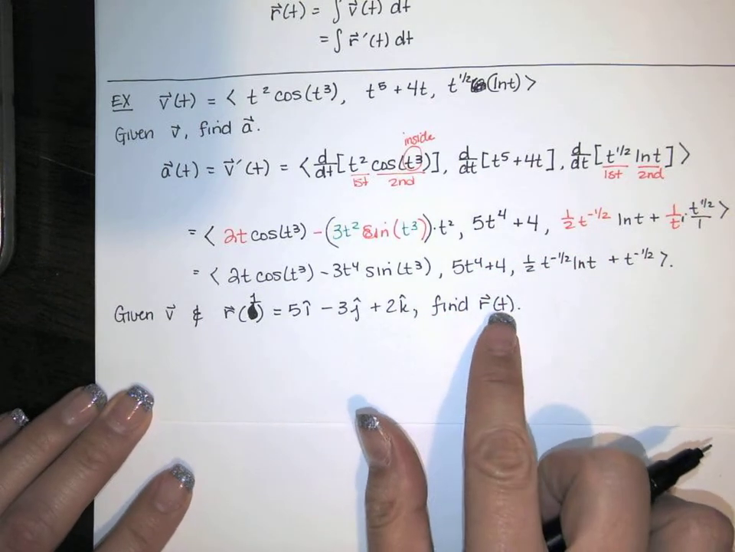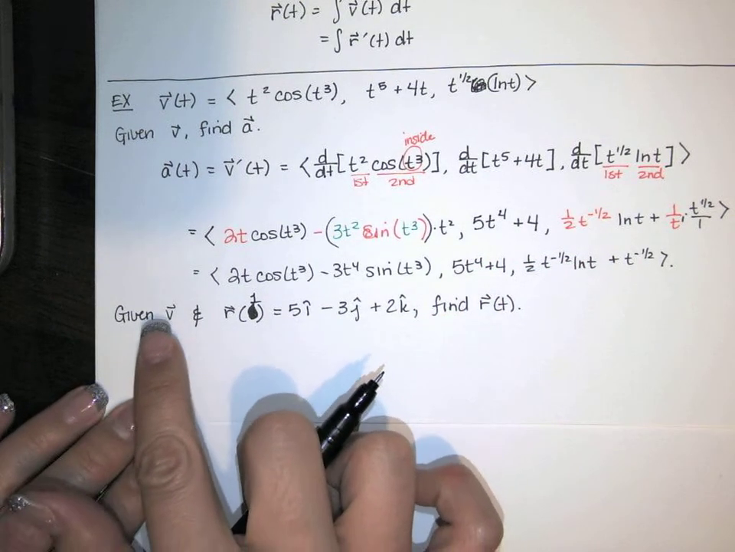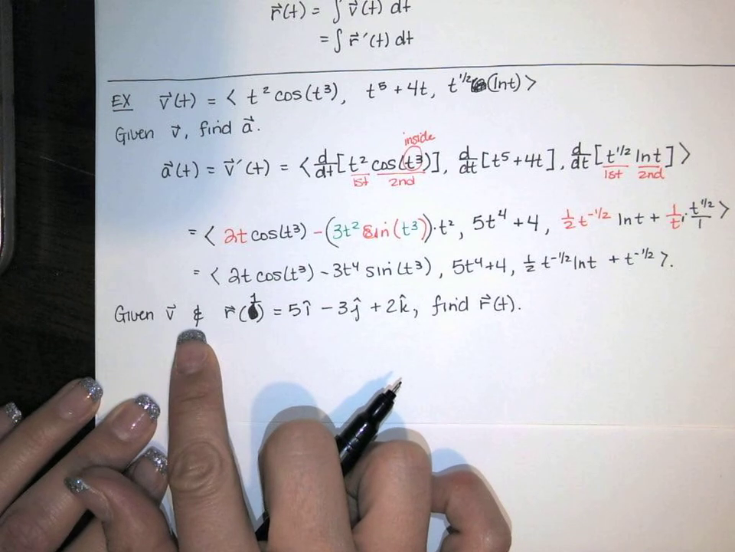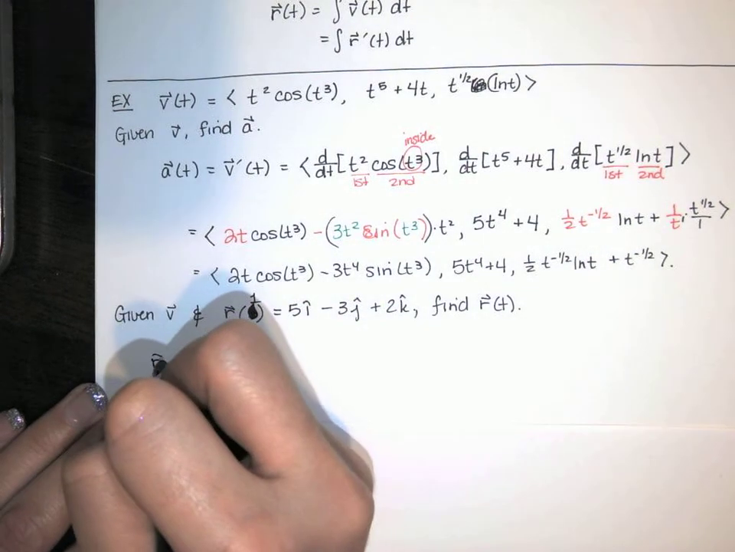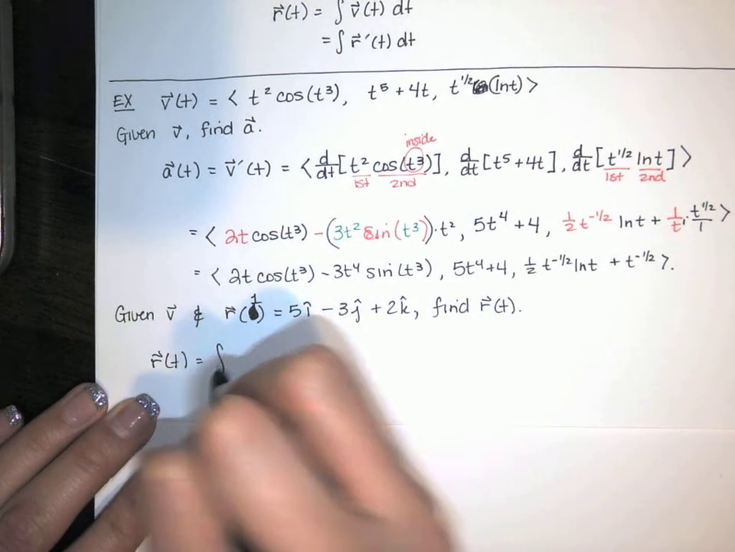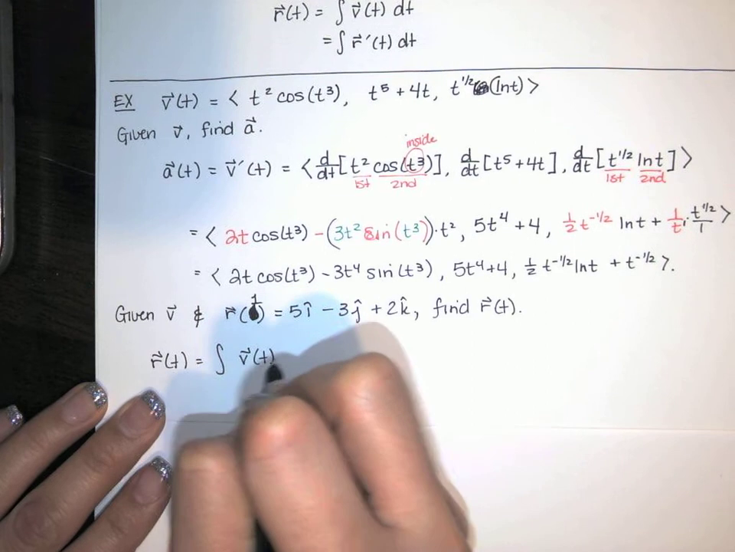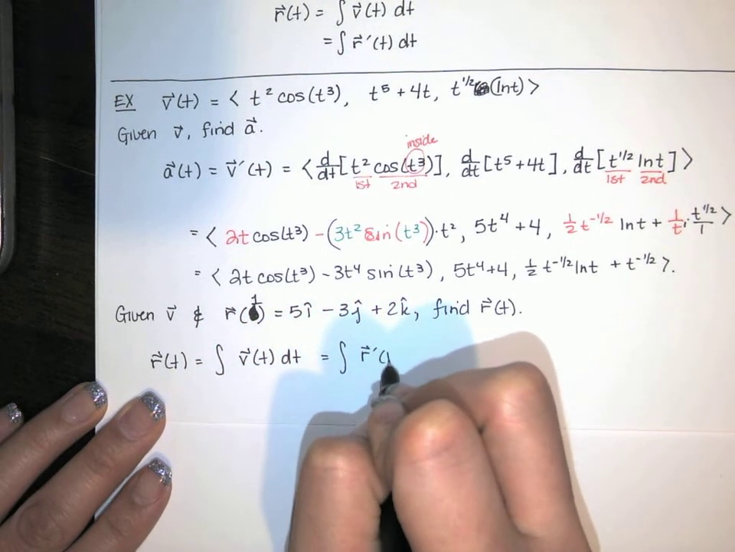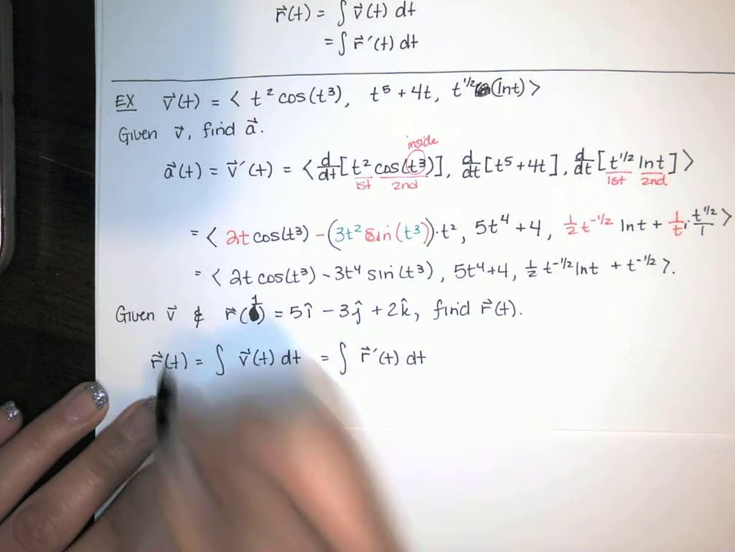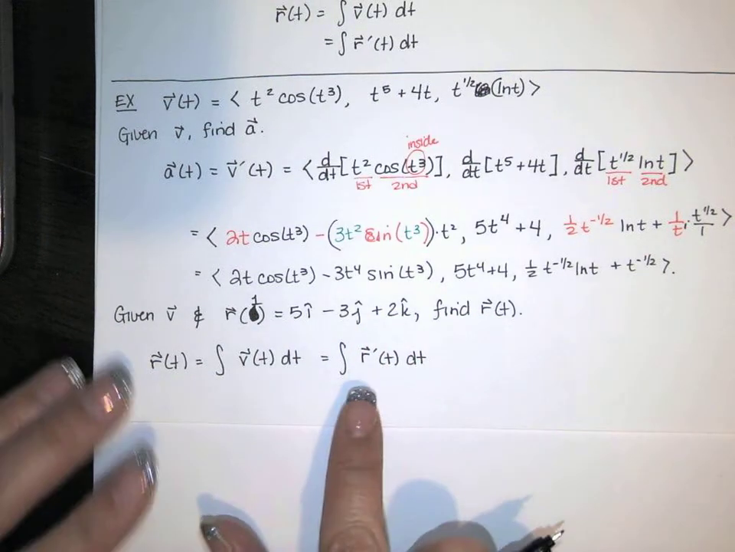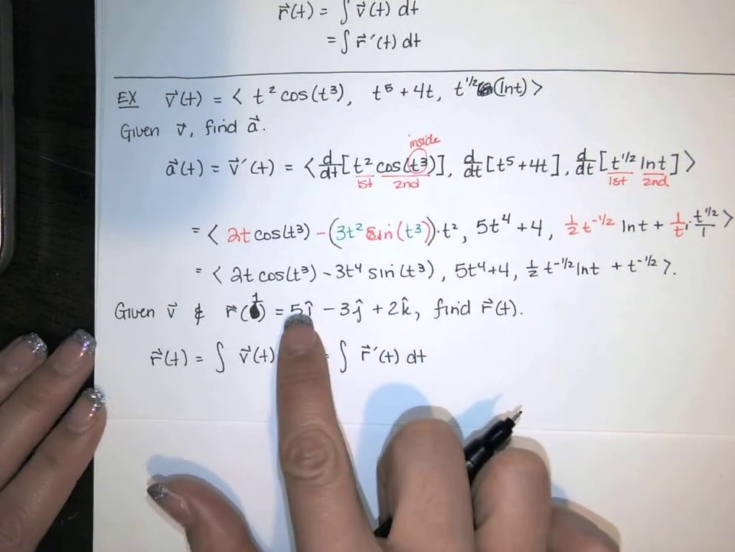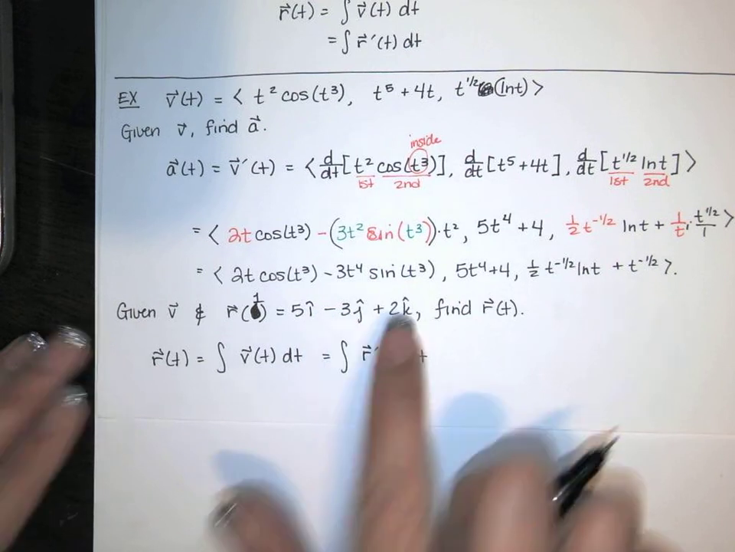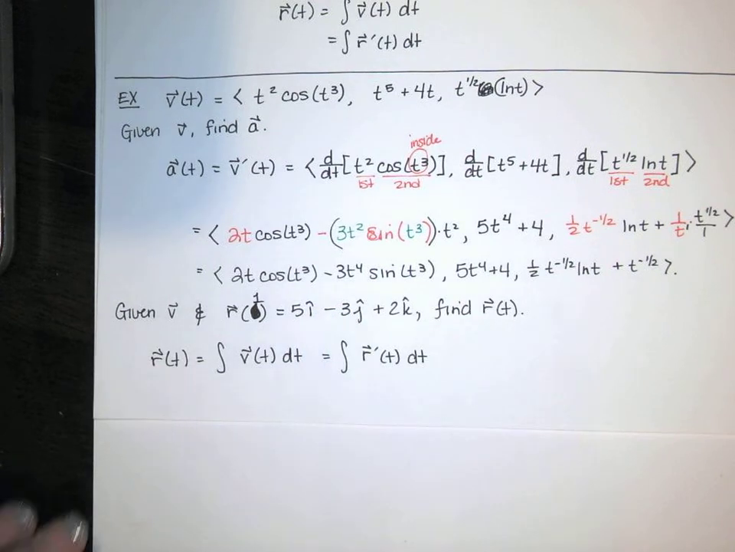Well, r is position, velocity is the derivative of position. So if I want to get r back, I need to take the antiderivative of velocity. Or you can think of it this way. You're taking the antiderivative of the derivative, and that's going to recover r partially. You're going to have constants of integration. These values, the 5, the negative 3, and the 2, are going to allow us to find the constants of integration.